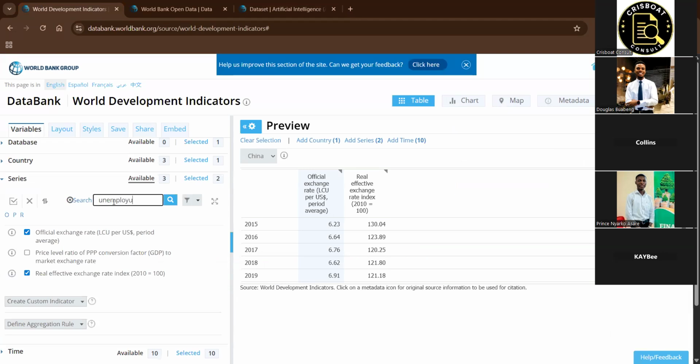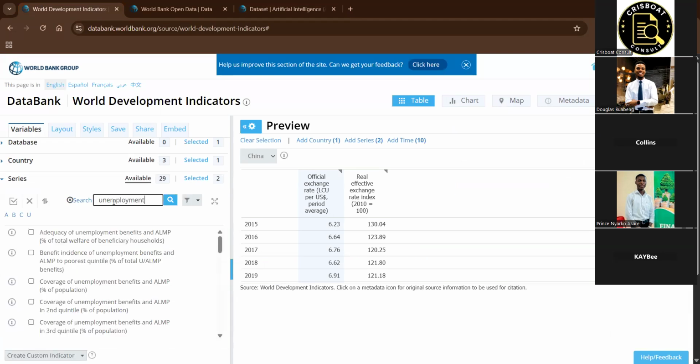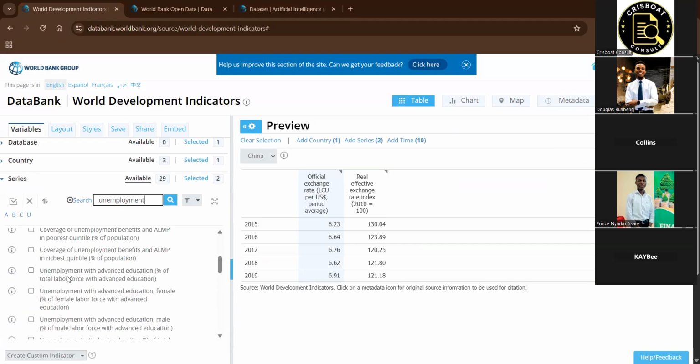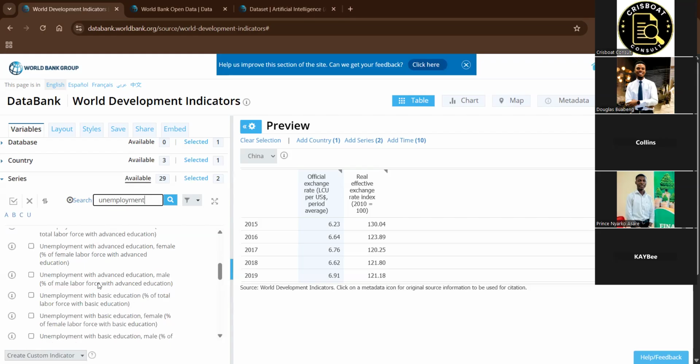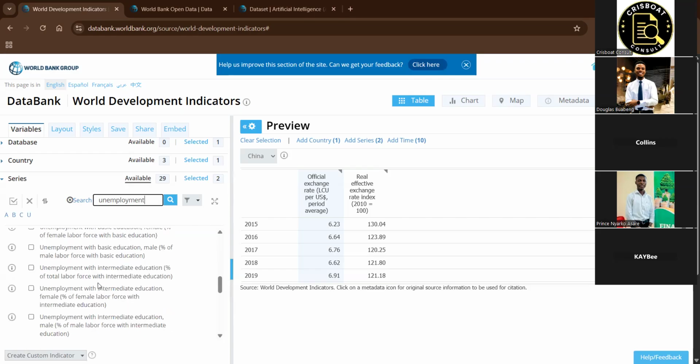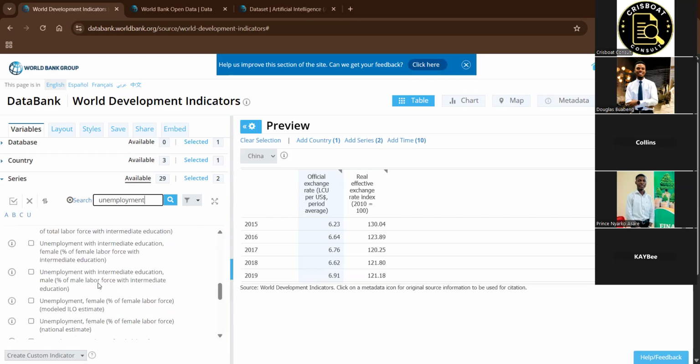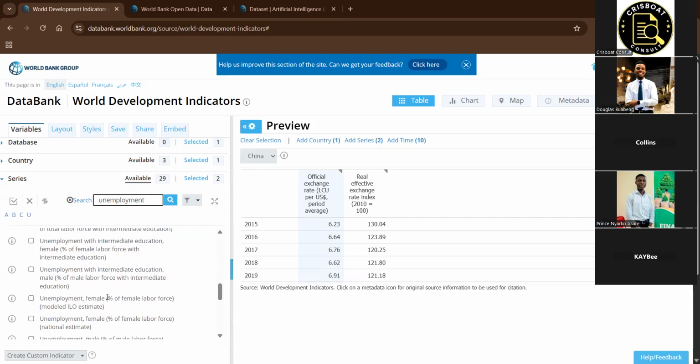Unemployment. So you see we have unemployment here. Unemployment with advanced education, unemployment with advanced education, female percentage. We have a lot of unemployment. So you can pick one, maybe AI adoption and female unemployment or gender employment, something.